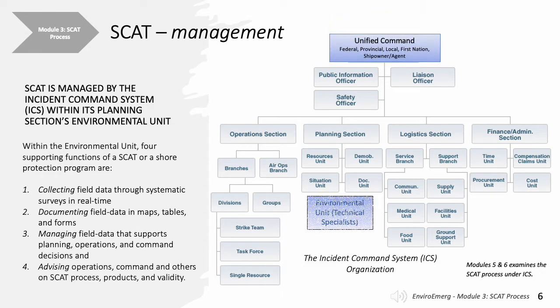Once an incident management system has been established, such as the internationally proven and applied incident command system, the SCAT is managed within the planning section's environmental unit. Within its unit, the supporting functions of a SCAT, or a shoreline protection program, are collecting field data through systematic surveys in real time, documenting field data in maps, tables, and forms, managing field data that supports planning, operation, command decisions, and advising operations, command, and others on SCAT process, products, and validity.